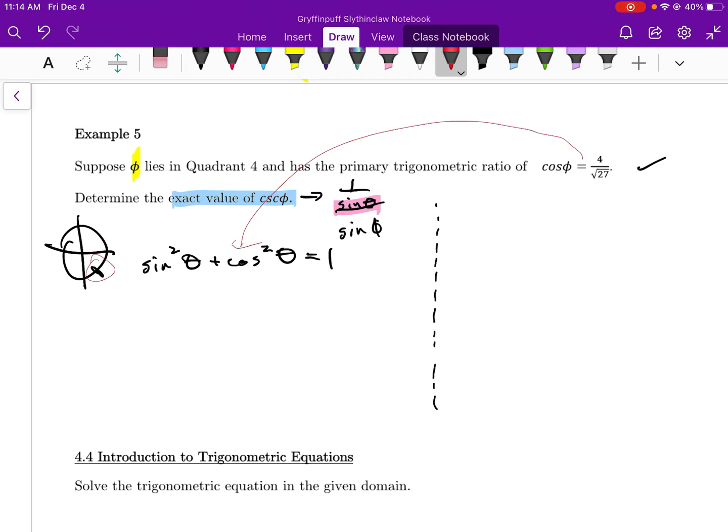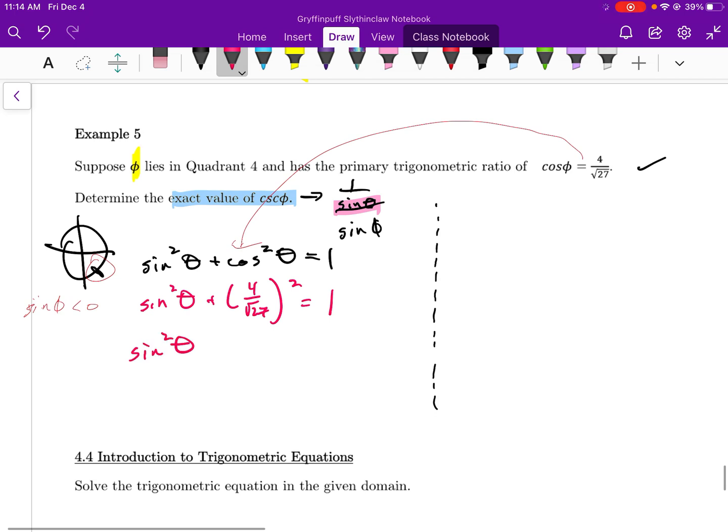And we know by looking in quadrant 4 that sine is negative. So that is something that we have to work at. So sine phi is negative. All right, let's get started. So I'm looking for sine. So sine squared theta plus 4 over root of 27 squared is equal to 1.